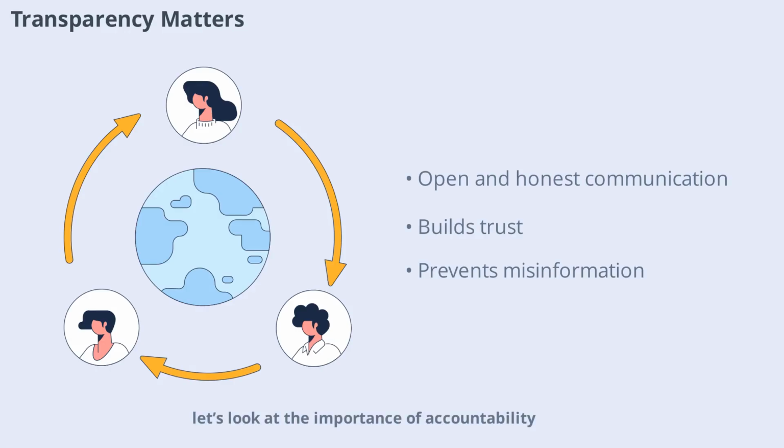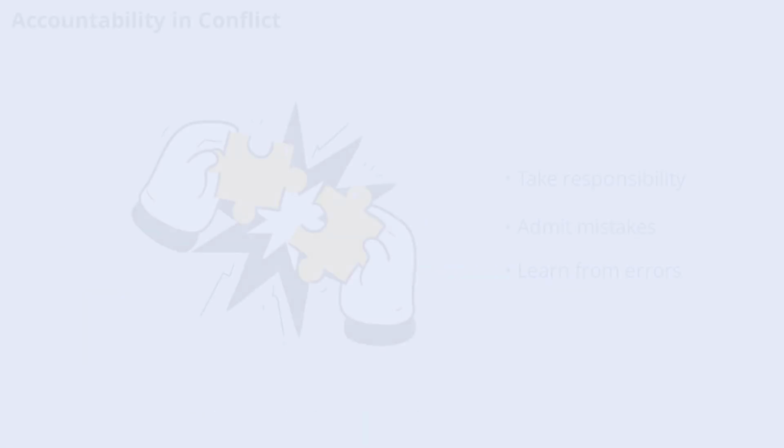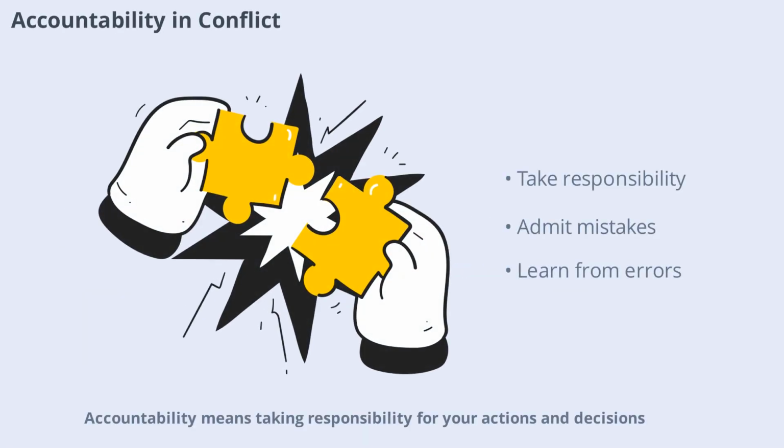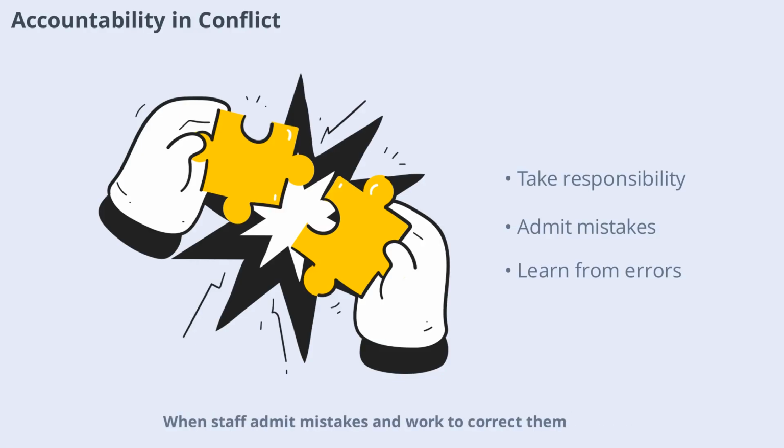Next, let's look at the importance of accountability. Accountability means taking responsibility for your actions and decisions. In medical settings, accountability is essential for resolving conflicts and maintaining trust. When staff admit mistakes and work to correct them, it sets a positive example and encourages others to do the same. Organizations can promote accountability by providing clear expectations and supporting staff in learning from errors.